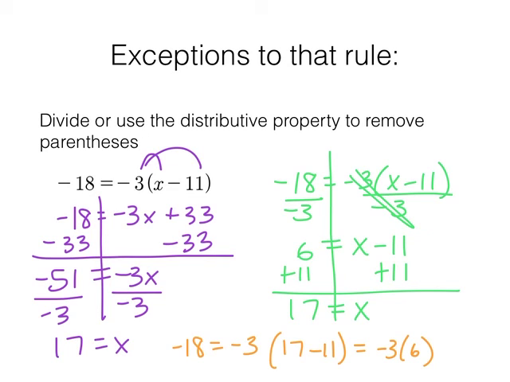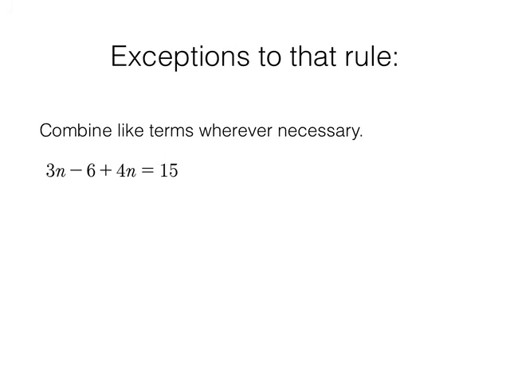All right, I think this is our last slide coming up. Combine like terms wherever necessary. So this is another exception to our rule of undo using addition or subtraction first. In this case, we don't want to start adding or subtracting. We have to consolidate the variable before we can isolate the variable. So consolidate the variable first by combining like terms. Then from there, solve away.